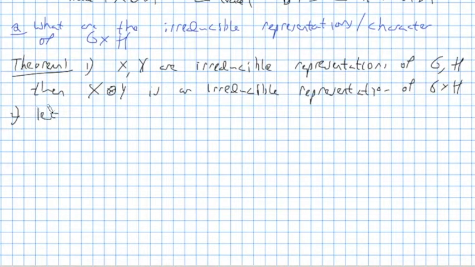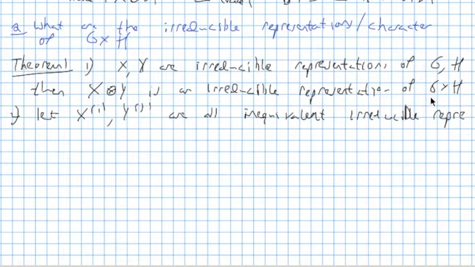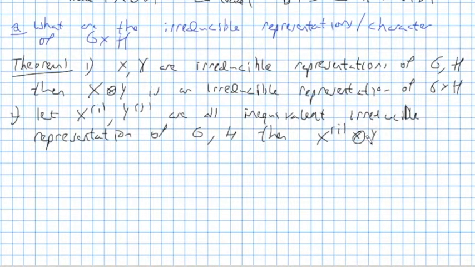So let's write that. So if we have a complete list of all the inequivalent irreducible representations of G and H, then their tensor products are all the inequivalent irreducible representations of G times H.